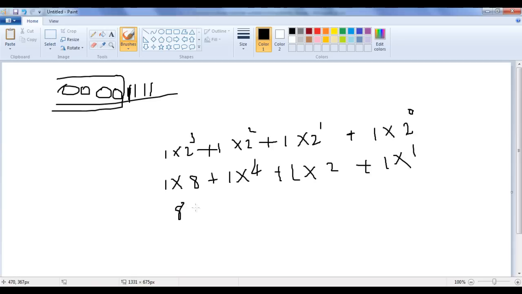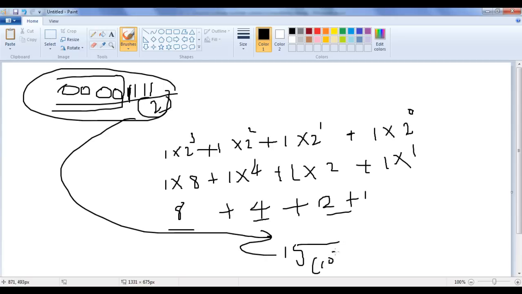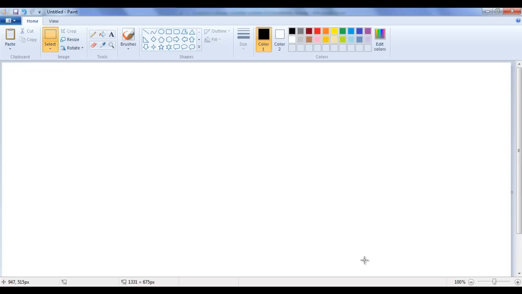1 into 8 is 8 plus 1 into 4 is 4 plus 1 into 2 is 2 plus 1 into 1 is 1. 8 plus 2 is 10, 10 plus 4 is 14, 14 plus 1 is 15, guys. So 0, 0, 0, 0, 1, 1, 1, 1 indicates 15. That is how you convert a binary number to a decimal number equivalent, guys. I say Control A and say delete. Let's try some other number, guys.